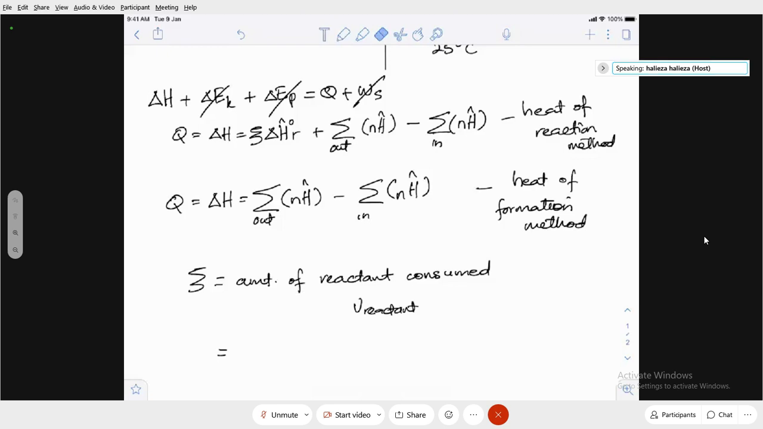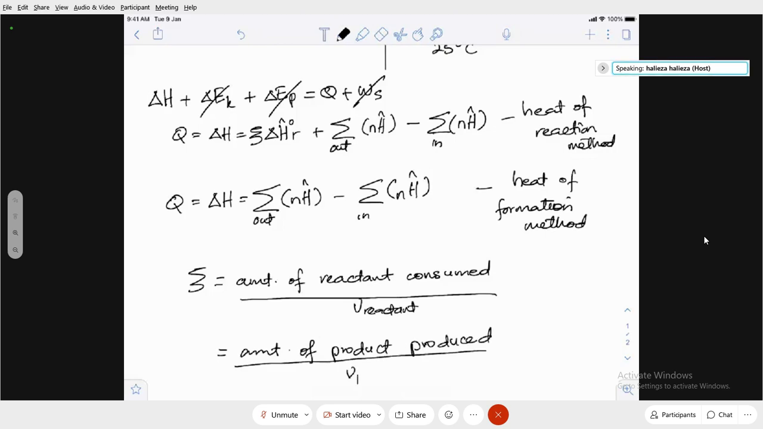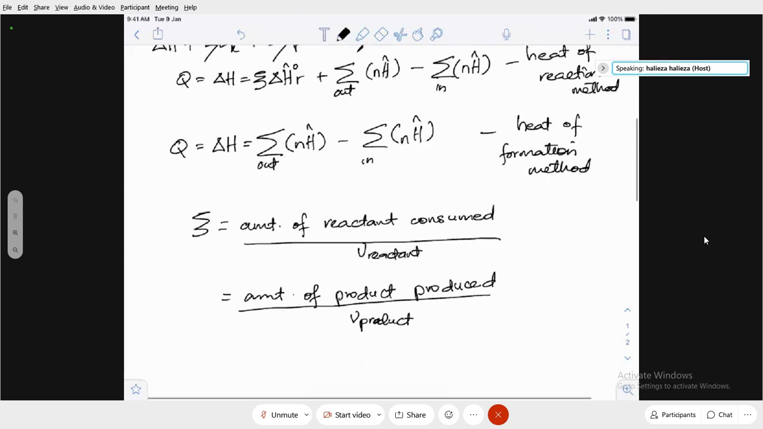Or another way of looking at it is looking at the product: the amount of product produced, divided by that product's coefficient. So let's look at one of them.